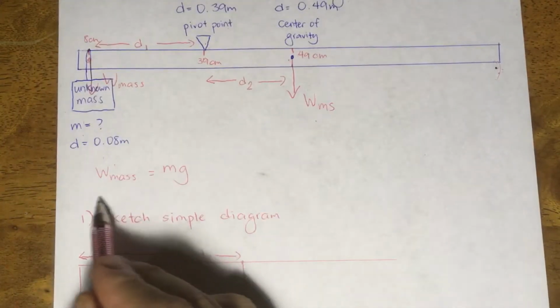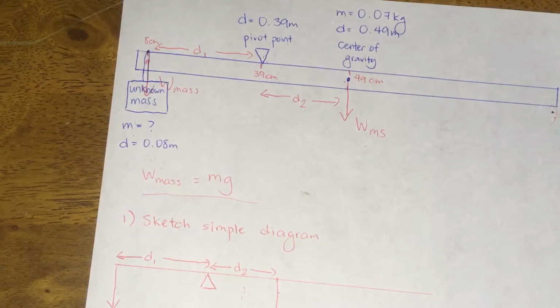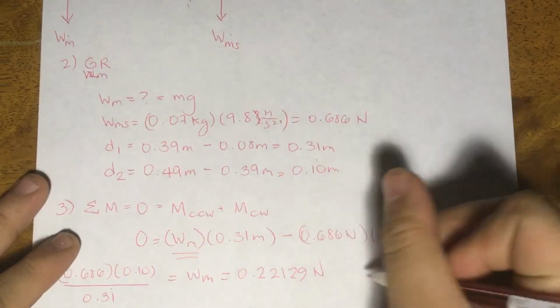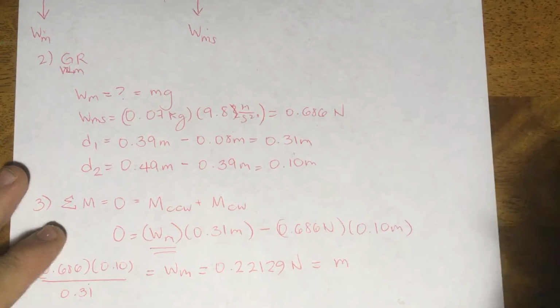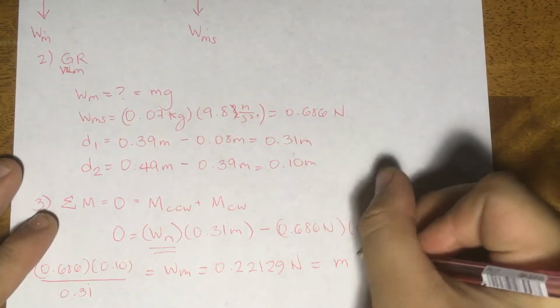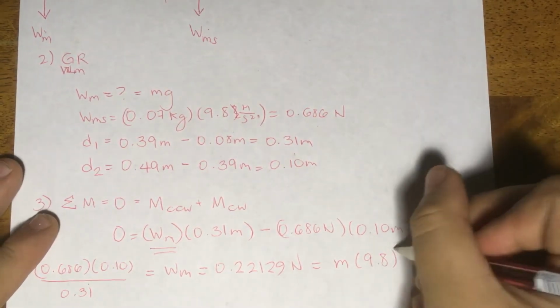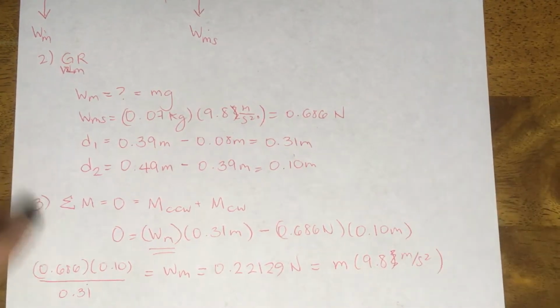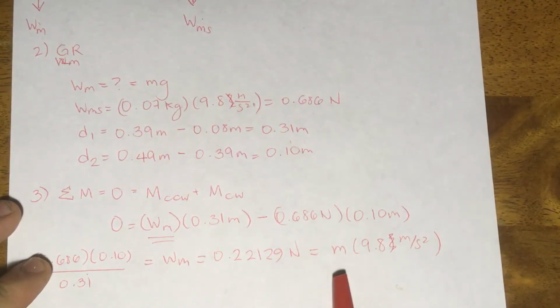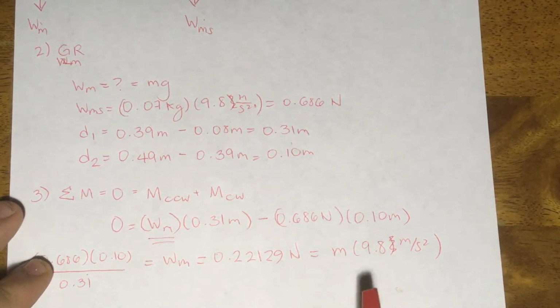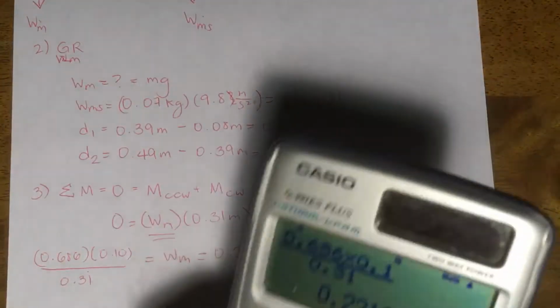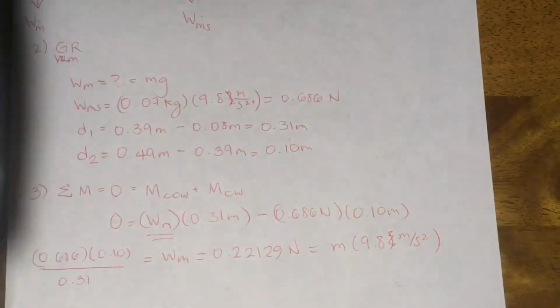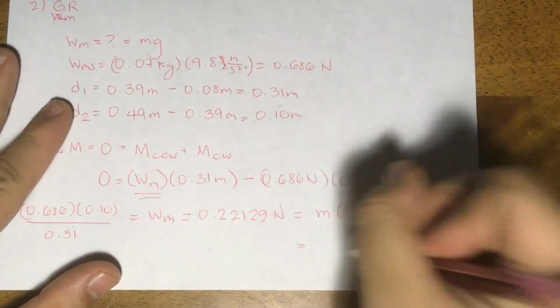Let's go back. Weight of mass is equal to m times g. So this is also equal to the actual mass that we're looking for times g, which is 9.8 meters per second squared. Let's use the units. So the mass, if you use SI units, should be in kilograms. That's why it's important to always make sure you're in SI units. Always use kilograms, always use meters, always use newtons, always use seconds.